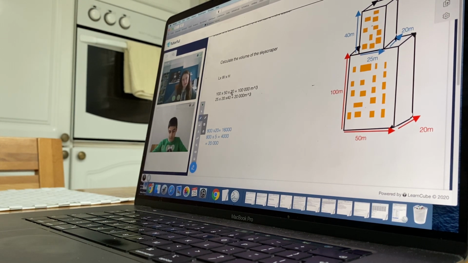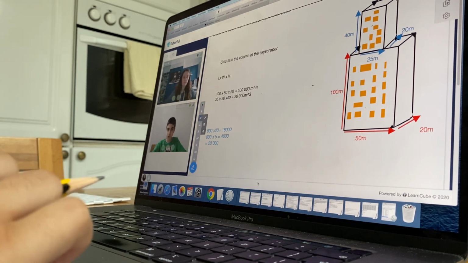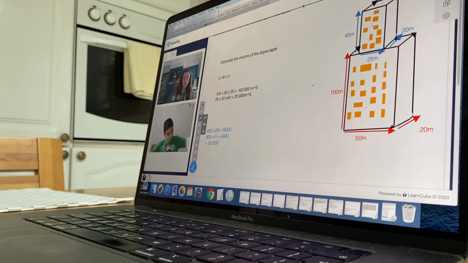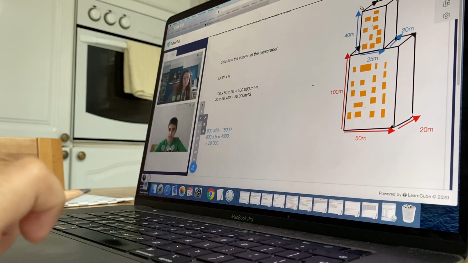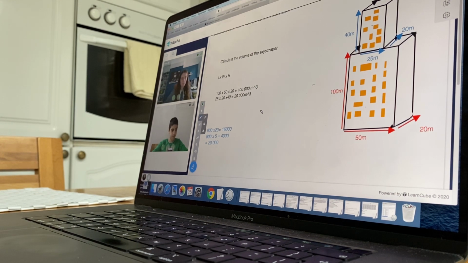Really good. Yeah. How do you feel about those two questions? Do you feel good? Yeah, because it's good with the cubes, but not with the circles. Yeah. The circles were harder. And the rectangle ones are easier because all you have to do is multiply them and then add all the numbers together. Yeah. Really good.